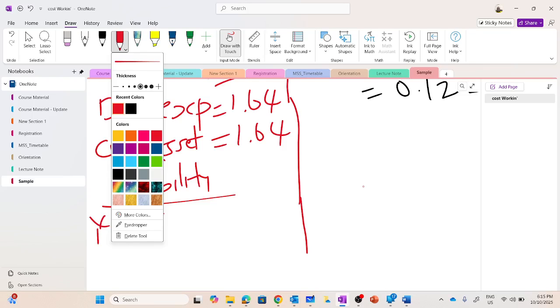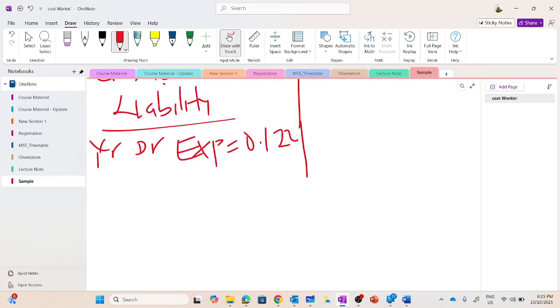So we are going to debit expense with 0.1228 and we are going to credit liability by 0.1228. So crediting liability means we are going to increase the liability. So this is for year 1. So we are going to do another working for year 2.